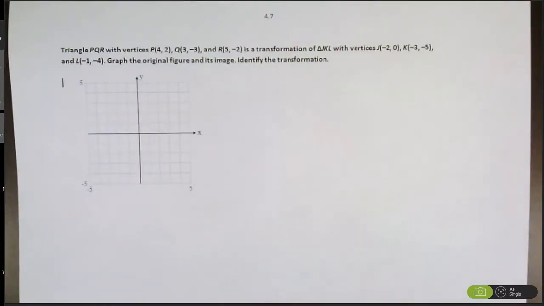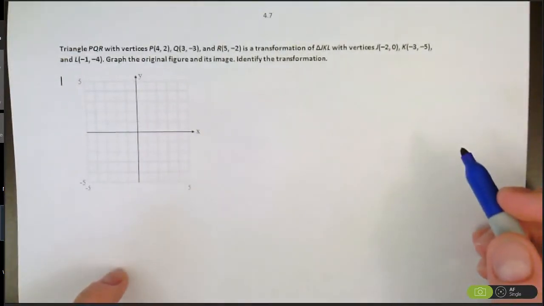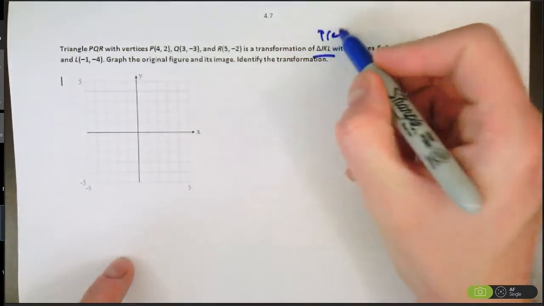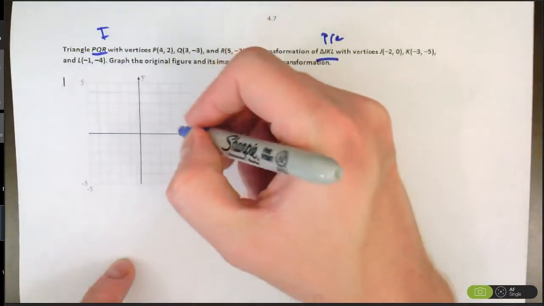Okay, so here are some examples of problems from section 4.7 that we went over in class, just so that if you missed class or something, or if you have questions, you can come back and take a look. The first thing you were supposed to do for the homework problem is plot PQR and JKL. Now, JKL was the original, so it's the pre-image. PQR was the image.